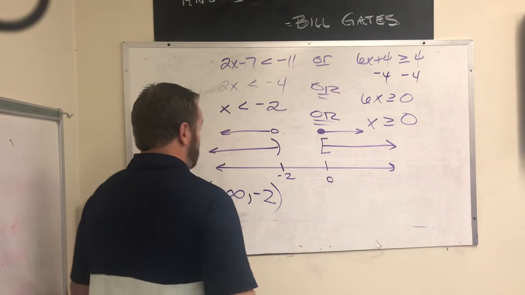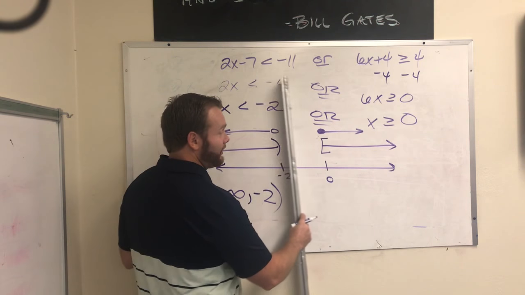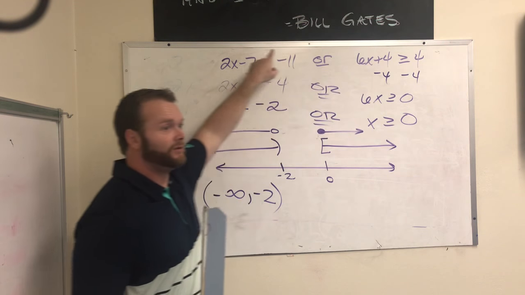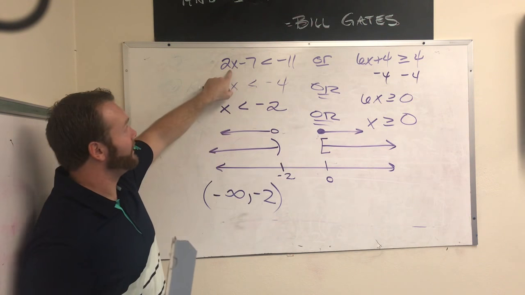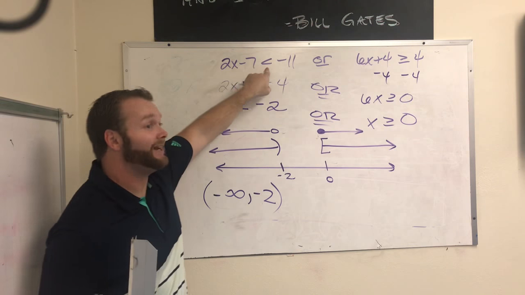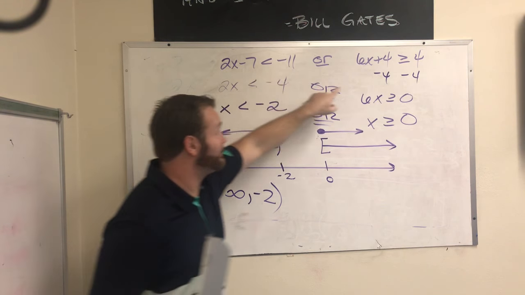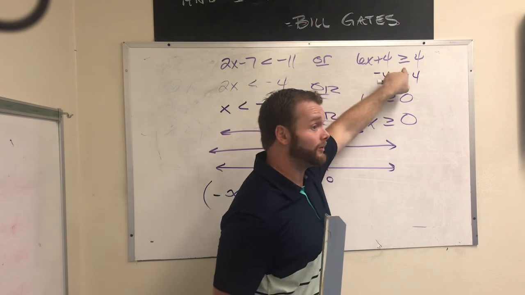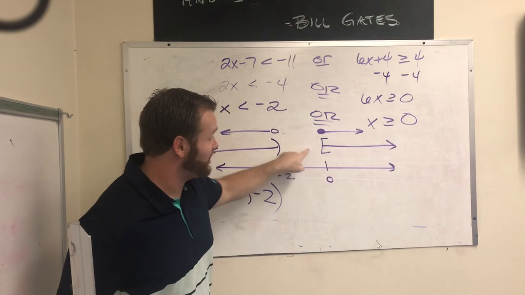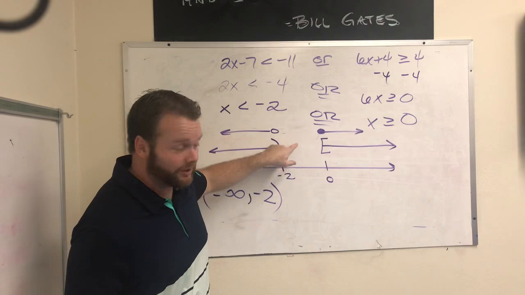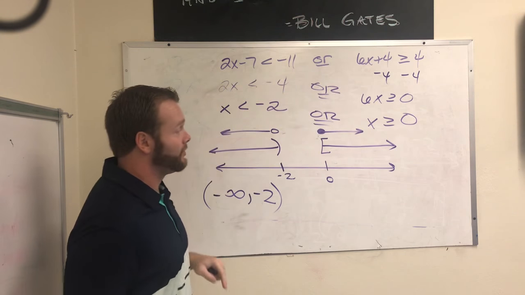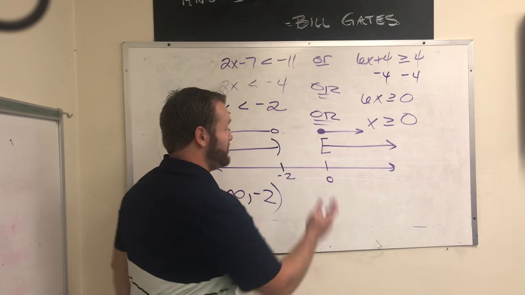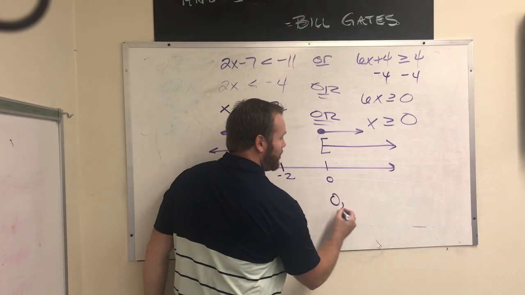Now when I write my answers, these should not be in there, because those values between -2 and 0 don't satisfy either inequality. Choose a number like -1. Plug -1 in here: -2 minus 7 is -9. Is -9 less than -11? No, it's greater. Plug -1 in here: -6 plus 4 is -2. Is -2 greater than or equal to 4? No. So values in this gap are not solutions to either of those inequalities. But I get to 0, and 0 starts being a solution. So 0 is the first value in this interval that I see. What would be the last one?